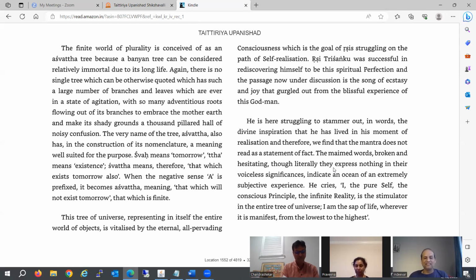This tree of universe, representing in itself the entire world of objects, is vitalized by the eternal, all-pervading consciousness, which is the goal of Rishis struggling on the path of self-realization. Rishi Trishanku was successful in rediscovering himself to be the spiritual perfection, and the passage now under discussion is the song of ecstasy and joy that gurgled out from the blissful experience of this God-man.